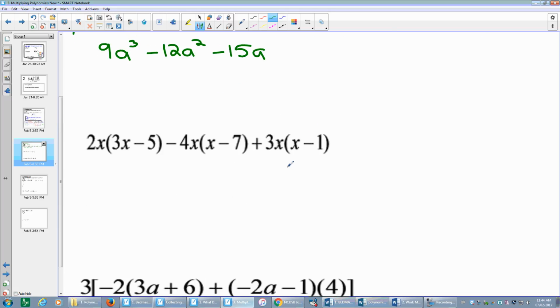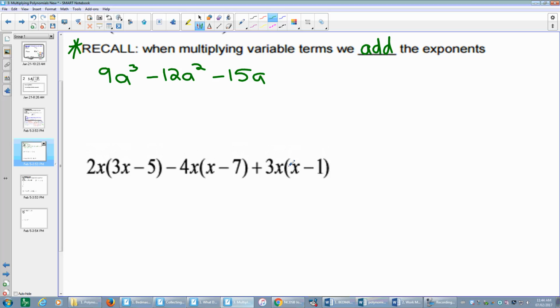Okay, we'll do another example here. I have lots of brackets that I have to eliminate. Again, I'm just going to fill in the ones as a reminder that I have the exponent 1. I'm going to take this first bracket and multiply that in. 2 times 3 gives me 6x. 1 plus 1 gives me 2, 6x squared. 2x times negative 5 gives me negative 10x.